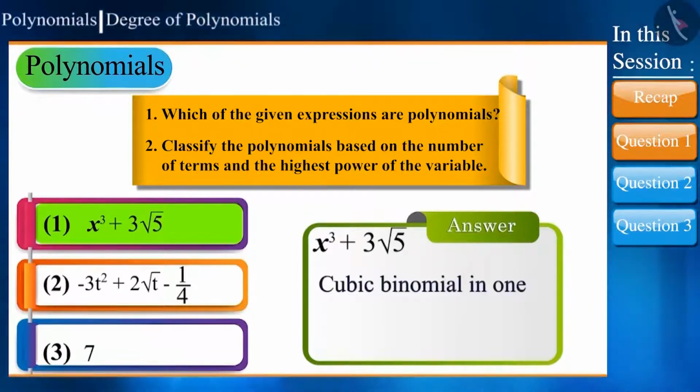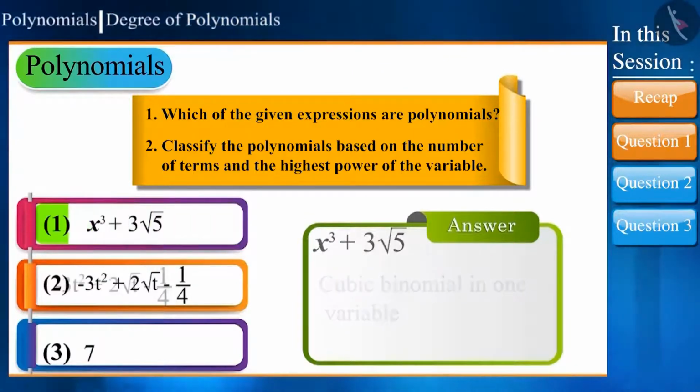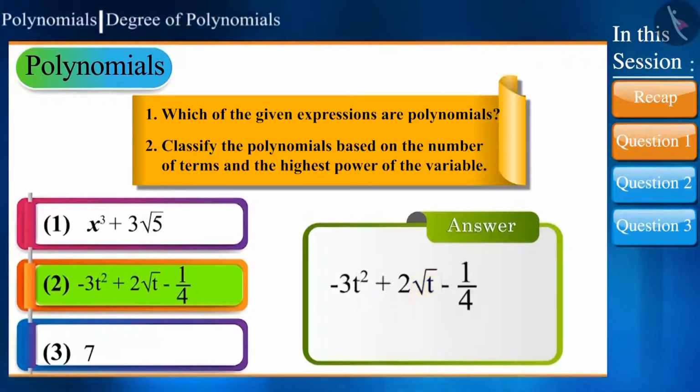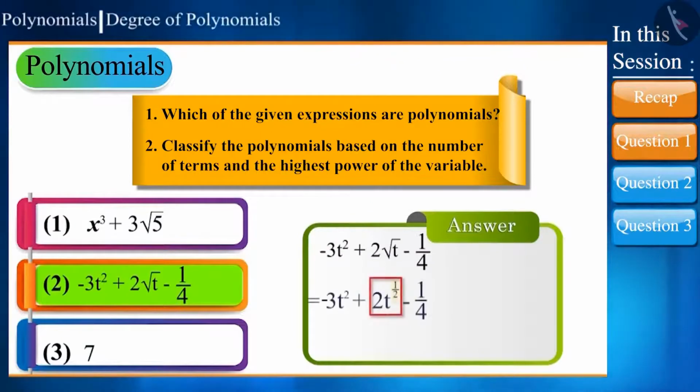This means it is a cubic binomial in one variable. In the second expression, minus 3t square plus 2 square root of t minus 1 by 4, there is only one variable t, whose highest power is 2. But if we see the second term square root of t, its power is not a whole number. Here, the power of t is 1 by 2, means this expression is not a polynomial.